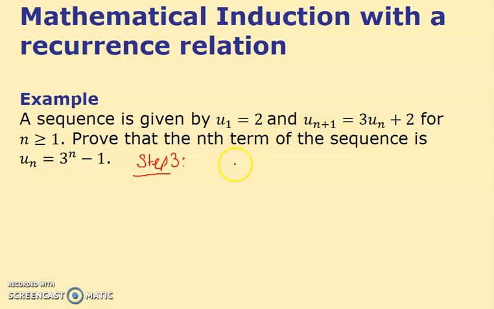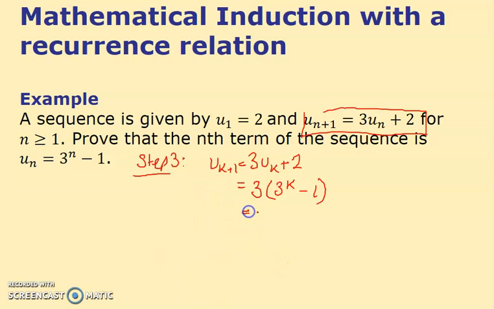This is quite nice, to be honest. My formula says u k plus 1 equals 3 lots of u k plus 2. That's what my formula told me. So I can therefore substitute, since I know what u k is, I've assumed it in step 2. It's 3 lots of 3 to the k minus 1, plus a 2. Now, this is 3 times 3 to the k minus 3, plus 2. So it's 3 times 3 to the k, that's 3 to the k plus 1 when I add the powers. And minus 3 plus 2 is minus 1. Which is what my rule said.